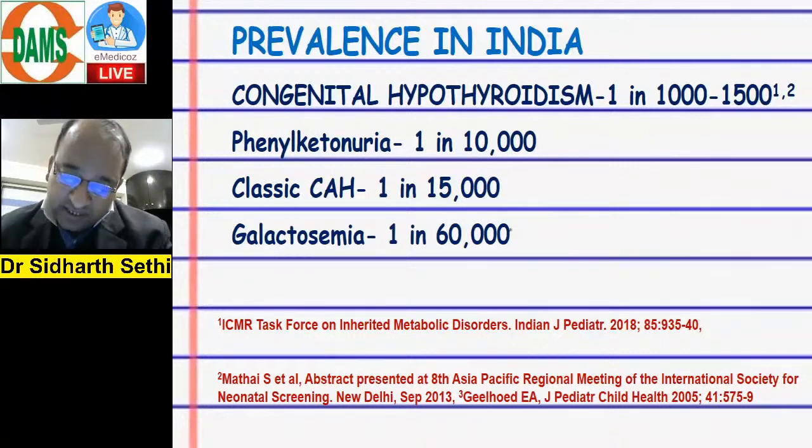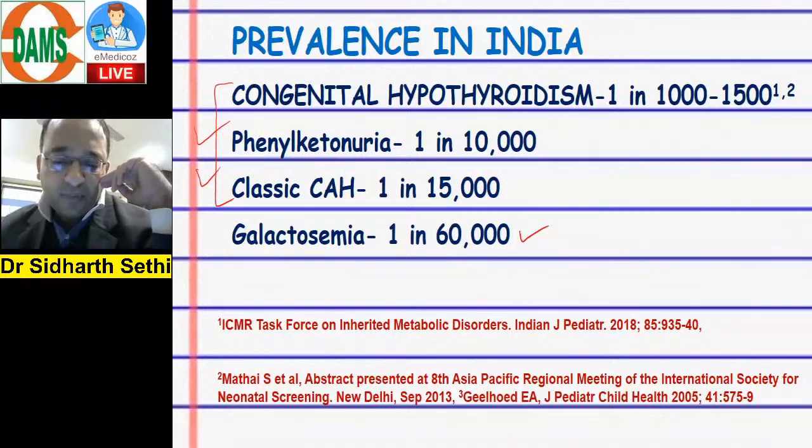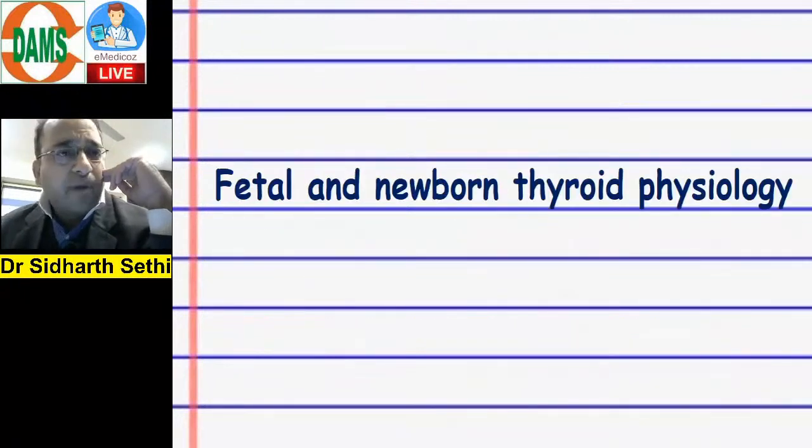So this is comparatively rare, but in our country, if we have money, we should be looking at congenital hypothyroidism, phenylketonuria and CAH. Okay, so first let's talk about hypothyroidism, and I'll be taking you to the physiology of the thyroid hormone.